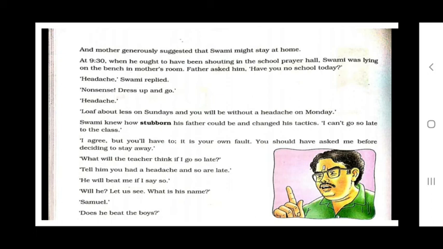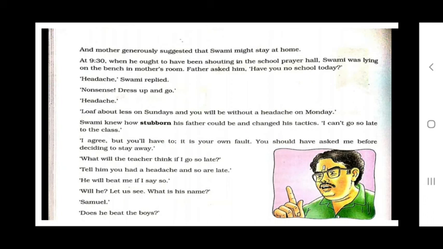Swami knew how stubborn his father could be. Stubborn means very rude, you can say. His father could be, and change his tactics. So now he thought, perhaps this excuse of headache won't work with father. He was successful, and the result was fruitful with his mother. But now he has to change his tactics, tricks.